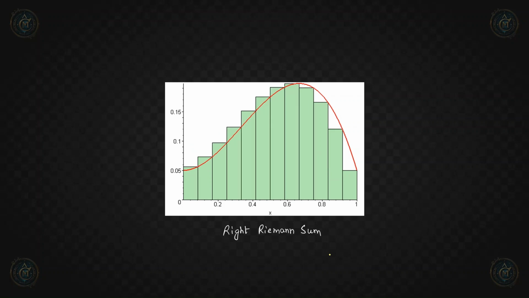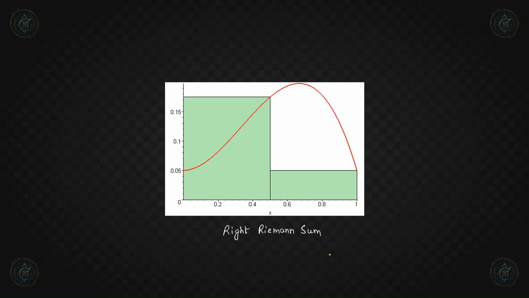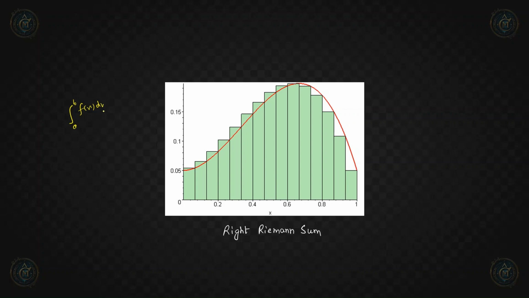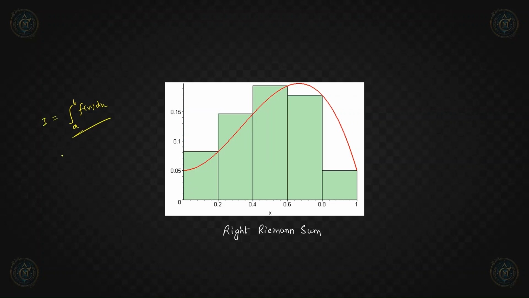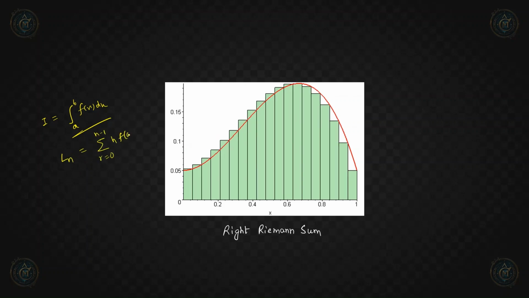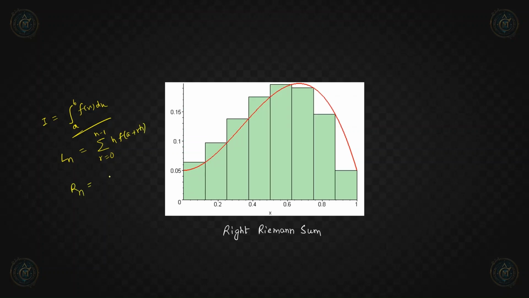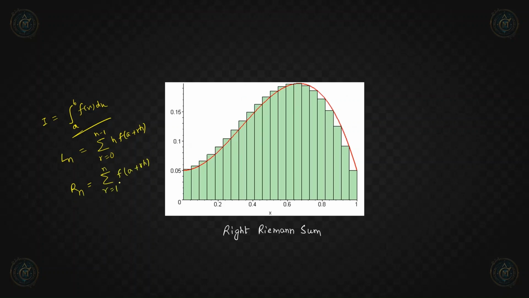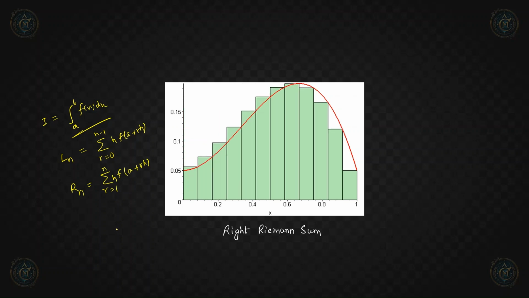The question is, what is the relation between Ln, Rn and I? I is the actual integral. We discussed I is integral a to b f of x dx, right? This integral we are calling I. And Ln is summation r equal to 0 to n minus 1 of h times f of a plus rh, the left Riemann sum, and Rn is the right Riemann sum, this times h. So what will be the relation between these things?